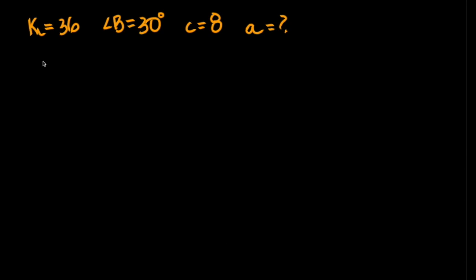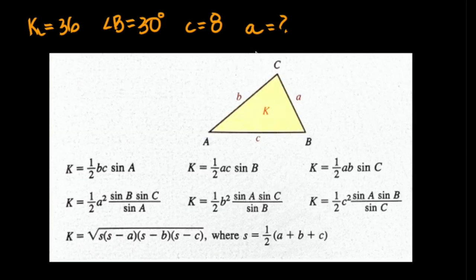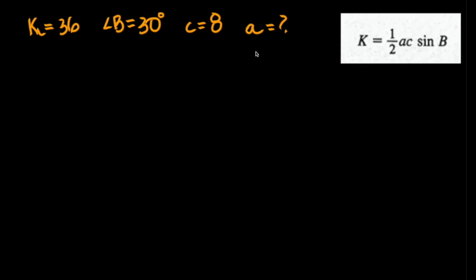This final problem says this: the area of triangle ABC equals 36 square units. If angle B equals 30 and the length of c equals 8, we need to find the value of a. So what would be the best formula to use for this? The best formula to use for this is the formula that says K equals 1/2 times a times c times the sine of B, since we have the measurement of angle B. So we know our K equals 36, so we're going to say 36 equals 1/2 times a, which we are trying to find, times c, which is 8, times the sine of B, which is 30.